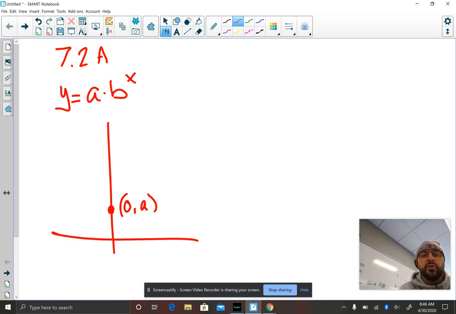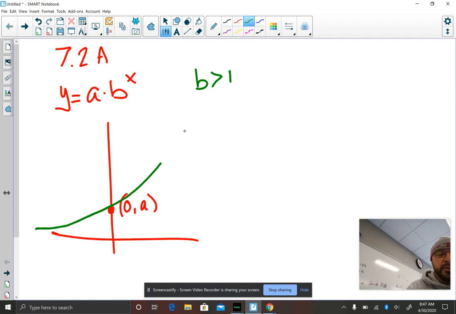So that's always true. Now, let's say your b value is any number larger than 1. Could be 2, 3, 4, 5, or 1.1, 1.01. In all these green cases, as long as it's greater than 1, you have what's called exponential growth.